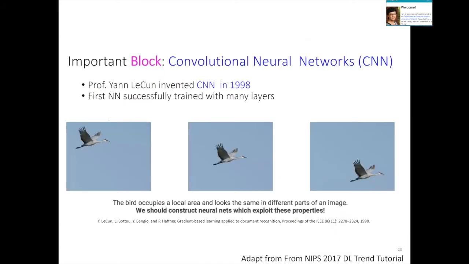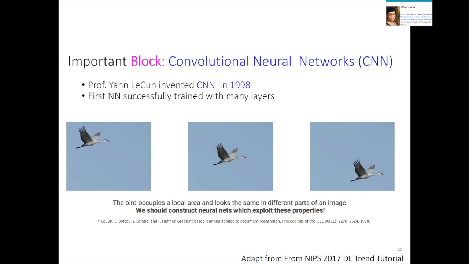One of the almost most important blocks for vision tasks is the convolution neural network, or maybe convolution blocks. This was invented by Professor LeCun in 1998. And this is almost the first neural network back then trained with many layers, multiple layers. The fundamental idea is totally captured by this image.